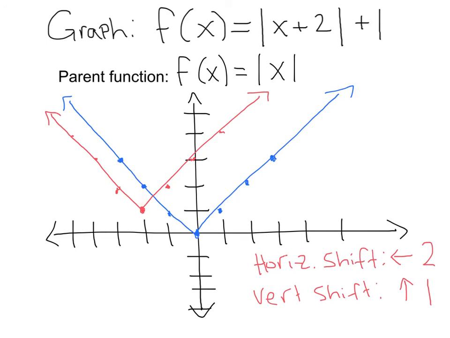So no matter what's happening to your original parent function, just remember, if it's grouped, it's a horizontal shift and it's opposite. If it's outside the group, it stays the same, it's not opposite, and it's a vertical shift. So using your knowledge of parent functions, you can actually graph a ton of functions without having to make big tables.